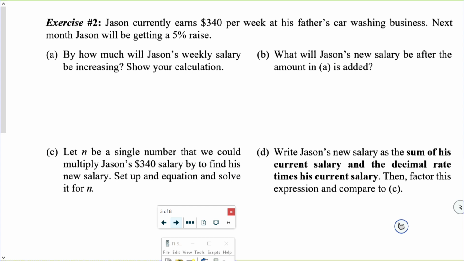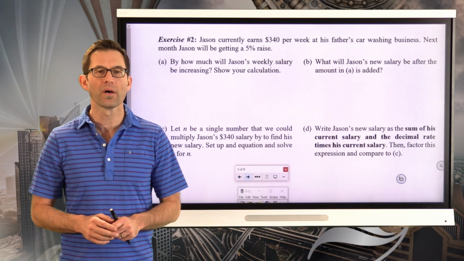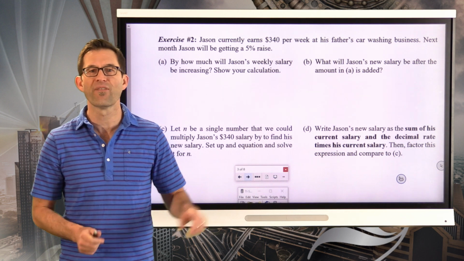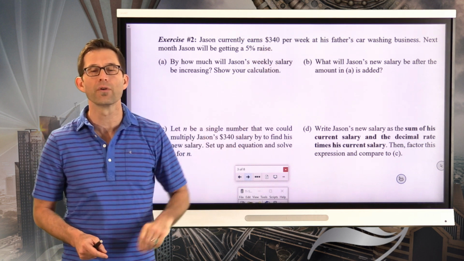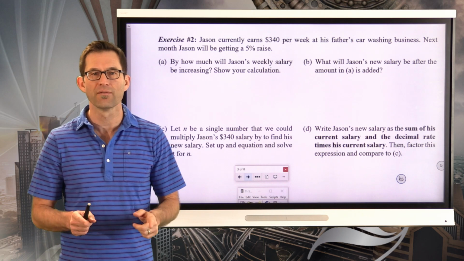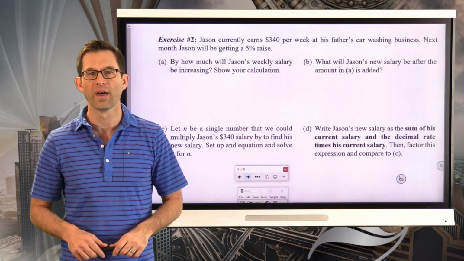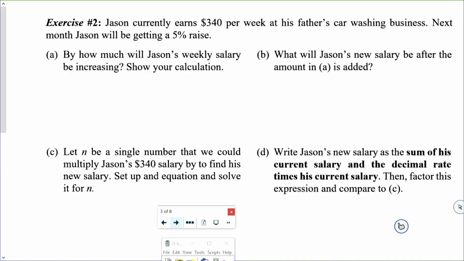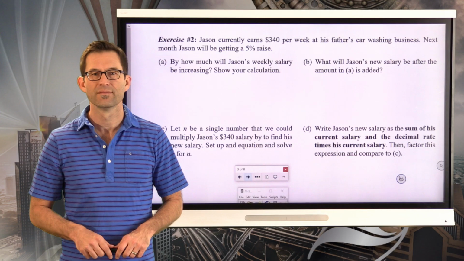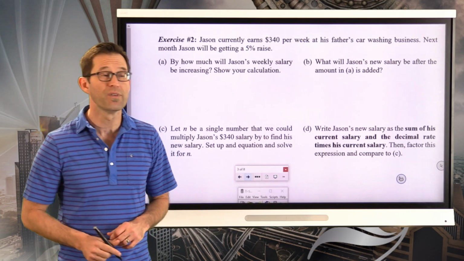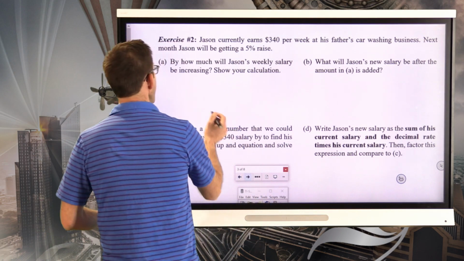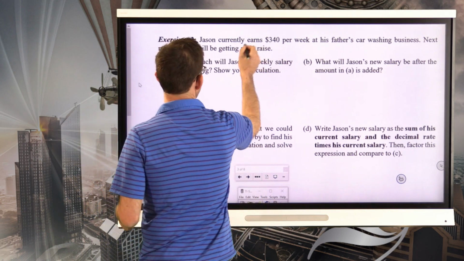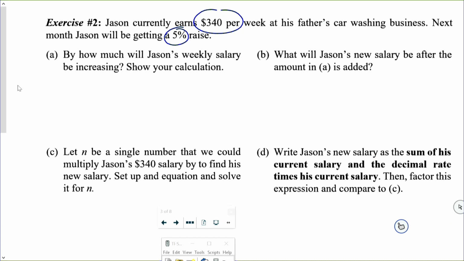Show your calculation. All right, well, I'd like you to pause the video right now and see if you can remember how to find 5% of 340 just using a product involving a decimal. Why don't you go ahead and do that now? All right, well, hopefully you remember from the previous unit on percents that we can actually find 5% of 340 by simply taking 340 and multiplying it by 0.05. And again, this is kind of where the calculator comes in handy.